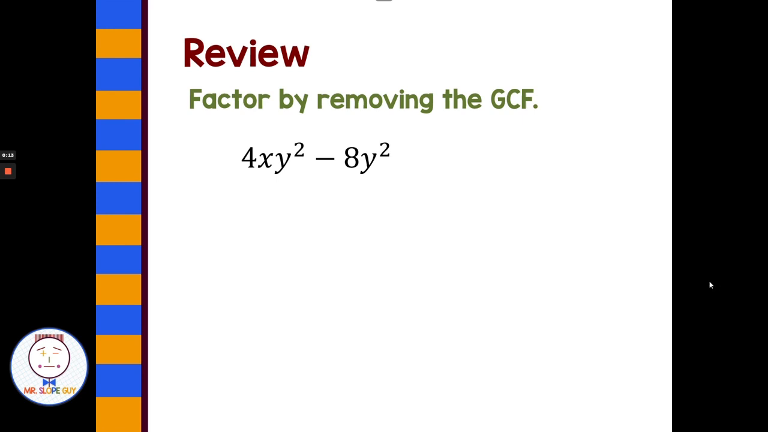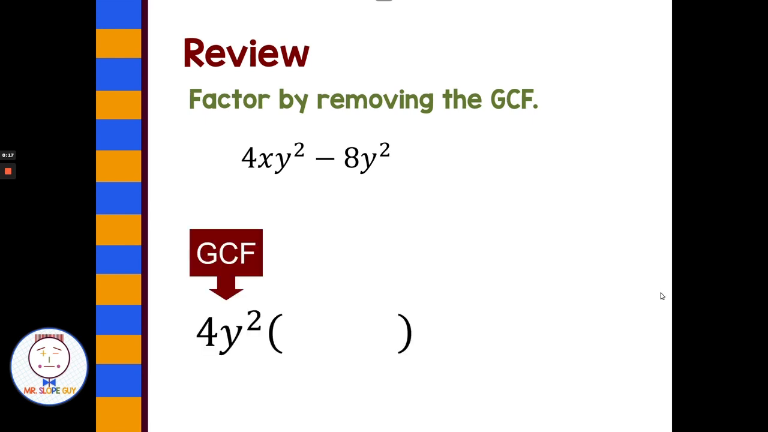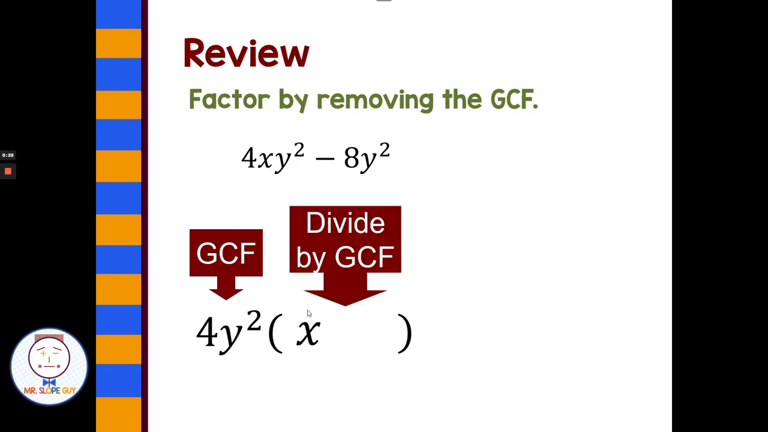All right, so our GCF for 4xy squared minus 8y squared would be 4y squared. And when I divide 4xy squared by 4y squared, I get x. And negative 8y squared divided by 4y squared gives me minus 2.